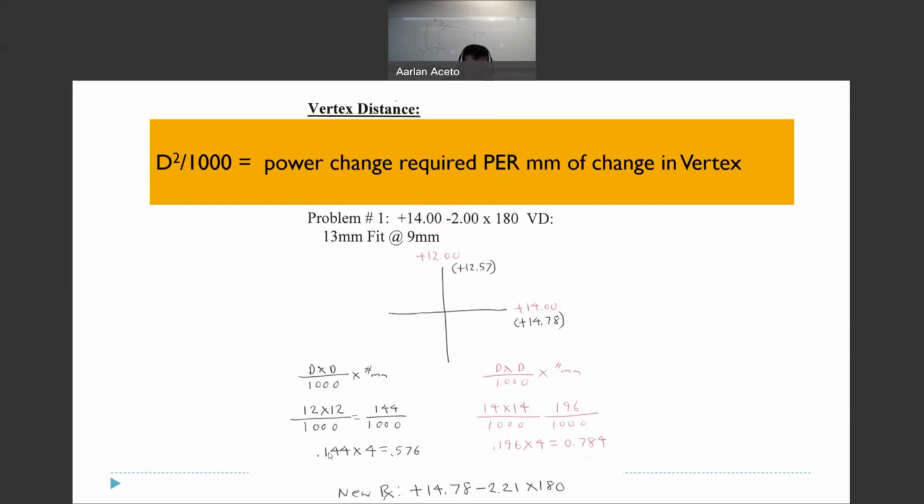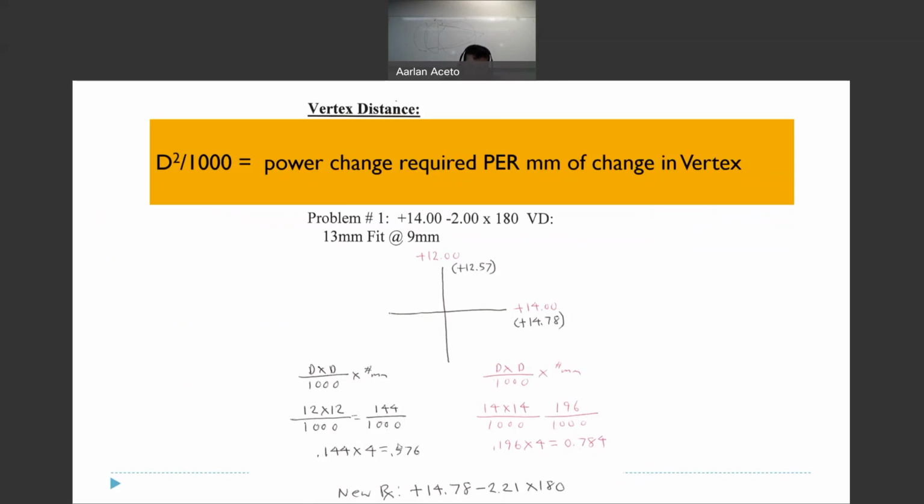Divide that by 1,000, and what this tells me is for every millimeter, we're going to change what we prescribe, now what we fit in the glasses to match what the doctor wanted, 0.144 diopters. We knew we had it at 13, moved it to 9, so there's a 4 millimeter closer. 4 times our formula, which gives us how much we change it for each millimeter, will be change it by 0.576 diopters. And between you, me, and a lamppost, I would probably round up to 0.58.